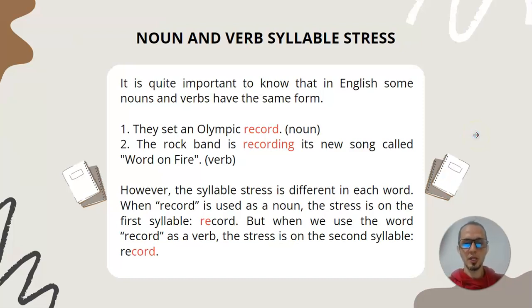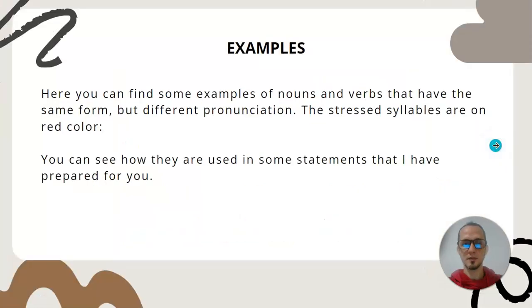When record is used as a noun, the stress is on the first syllable, record. But when we use the word record as a verb, the stress is on the second syllable, record. Examples. Here you can find some examples of nouns and verbs that have the same form, but different pronunciation. The stressed syllables are in red color. You can see how they are used in some statements that I have prepared for you.